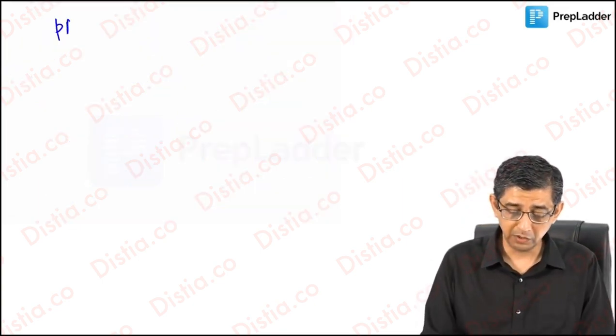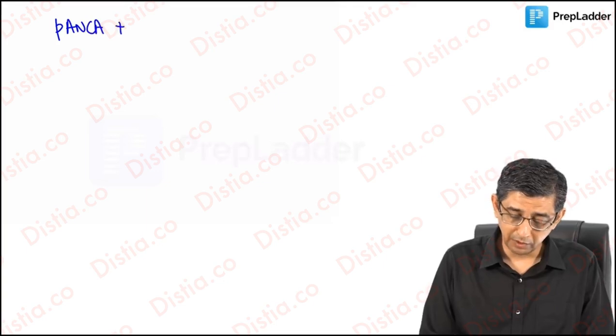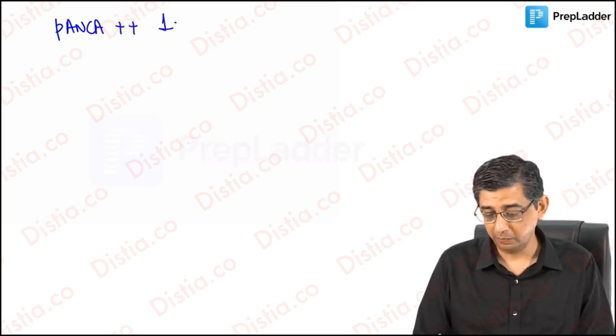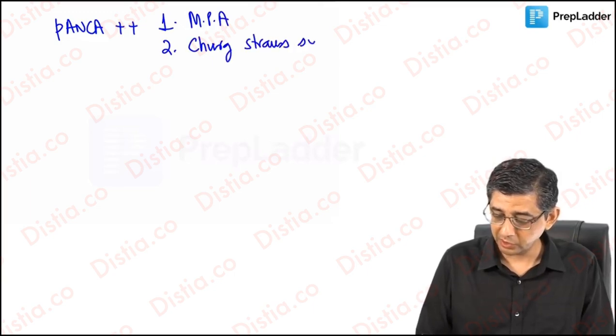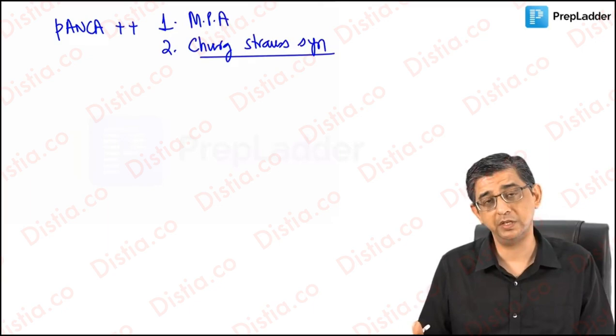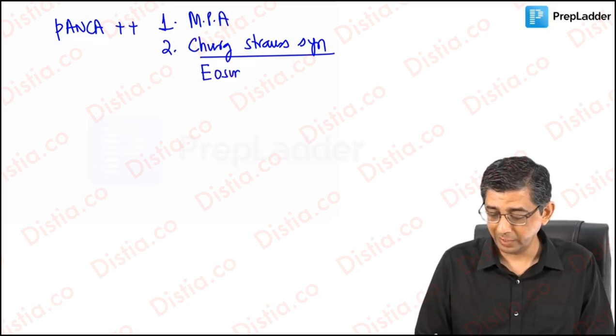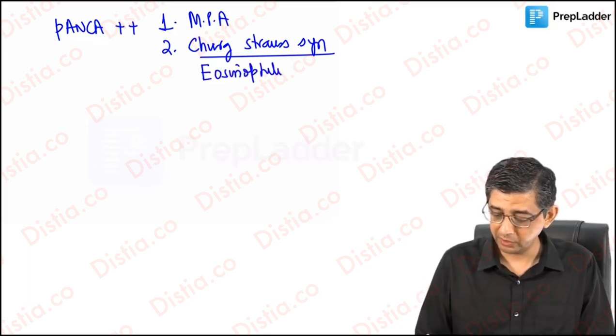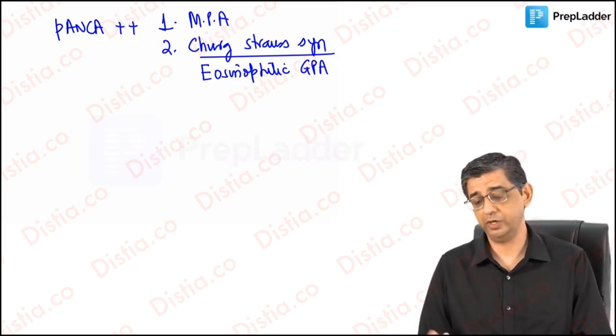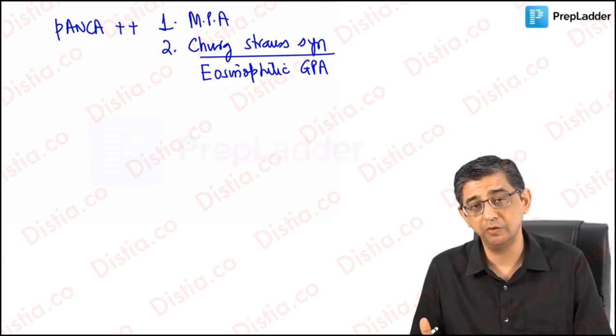Conditions where P-ANCA is going to be strongly positive. One of them is microscopic polyangiitis. The second is Churg-Strauss syndrome that you have read in pathology also. In fact, this Churg-Strauss syndrome name has also been discredited now. The current name is eosinophilic granulomatosis with polyangiitis. It is written as EGPA. GPA I've already told you, granulomatosis polyangiitis, just prefix the word E before it.